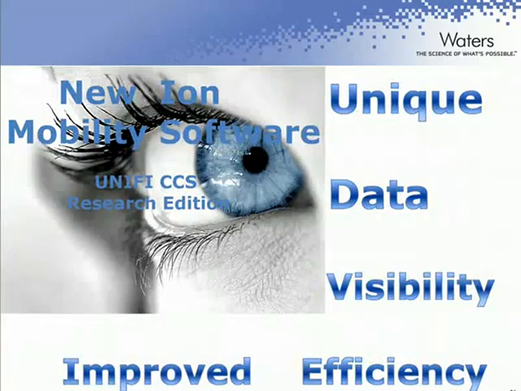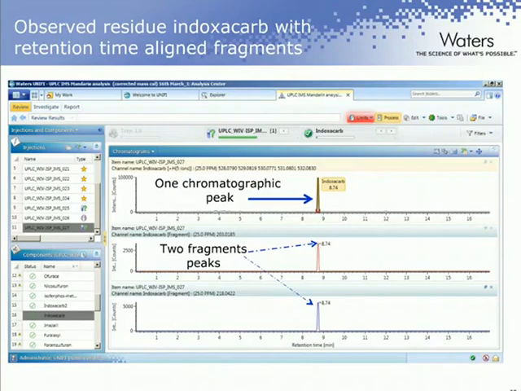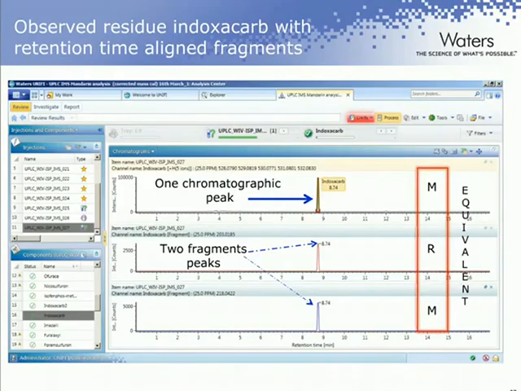But it's not just about spectral cleanup or collision cross-section. Ion mobility gives you a unique data visibility, which again can improve efficiency in your analysis time. Let's take a look here again at the same proficiency test sample. We're going to look at indoxacarb, and we have one chromatographic peak. We have the extracted mass chromatogram for indoxacarb, and we have 2 extracted mass chromatograms here for the 2 diagnostic fragment peaks of indoxacarb, and that is equivalent to MRM transition type data.